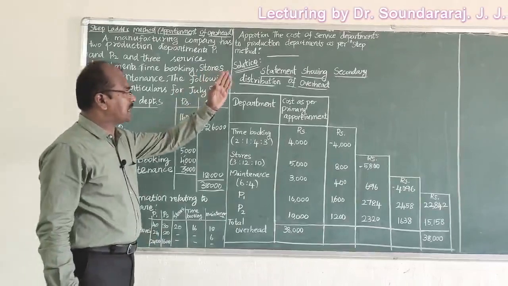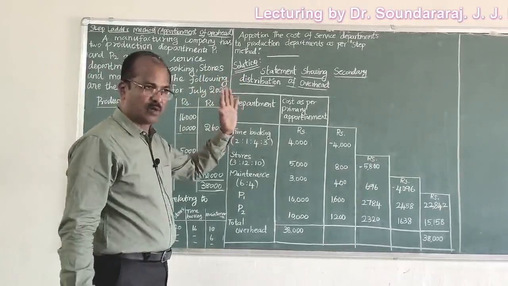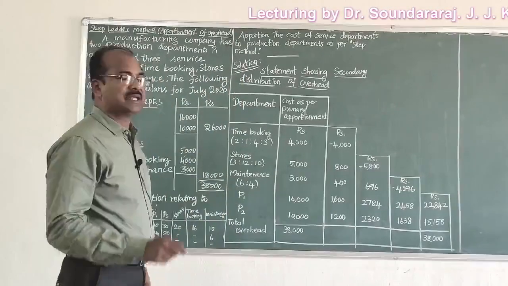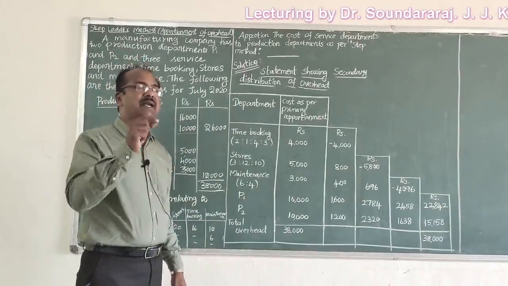Then apportion the cost of service departments, that means the overheads of service departments, to the production departments as per step method or step ladder method.